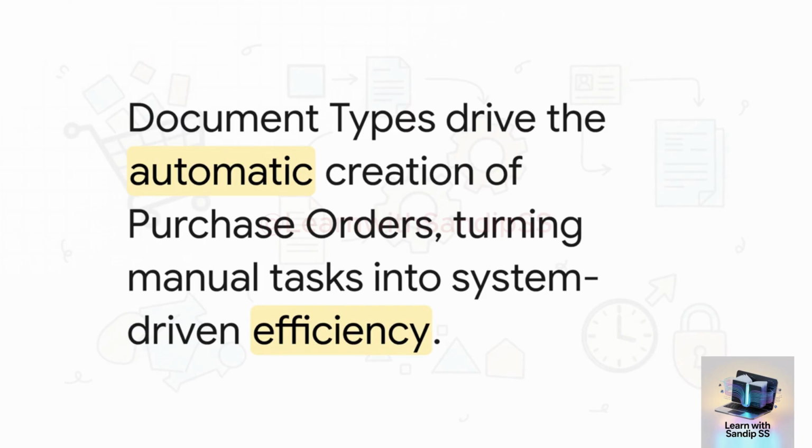And this is where the real magic starts to happen. See, when you correctly configure your document types, you're basically empowering the system to automatically generate purchase orders from other transactions. Just think about that for a second. A goods receipt or a purchase requisition can trigger a PO without anyone having to lift a finger. This is how you eliminate all of that tedious manual work.